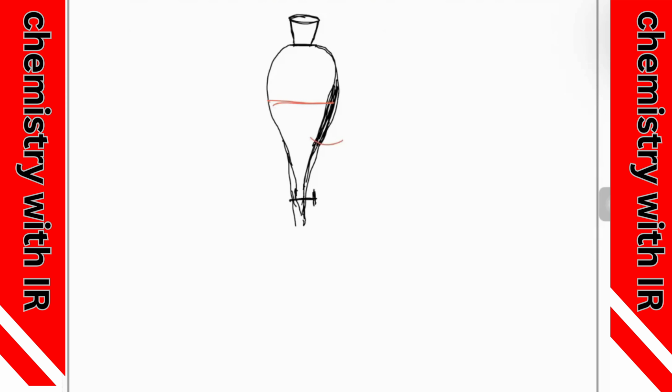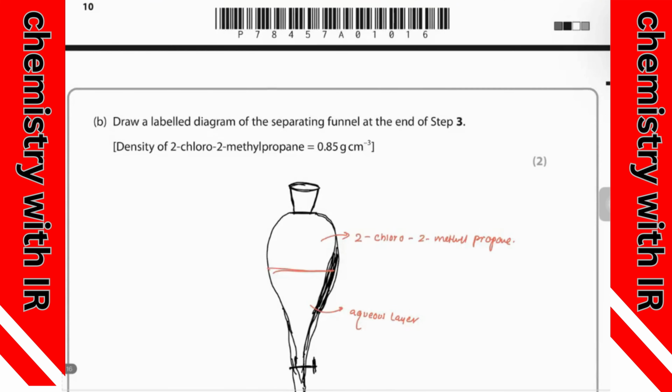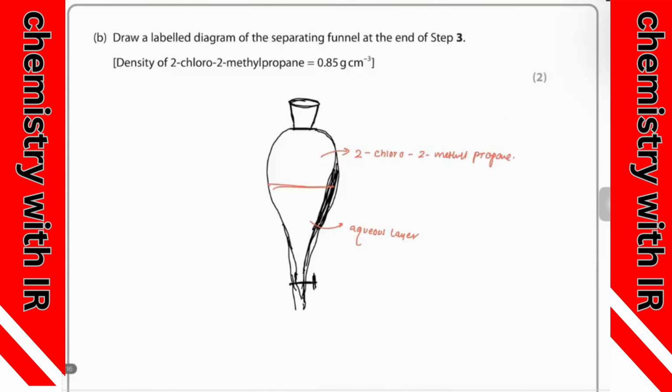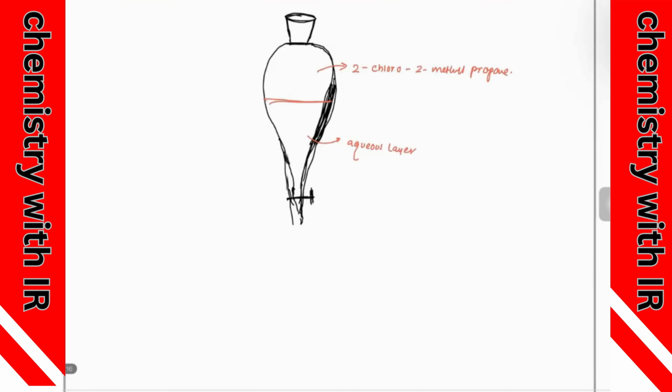This layer is the aqueous layer as its density is higher. And this layer is 2-chloro-2-methyl propane, its density is lower. That's why they have given you the density. The density of the aqueous layer is high, so it should be at the bottom.